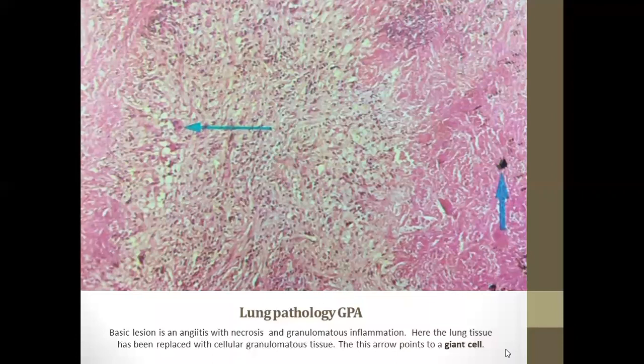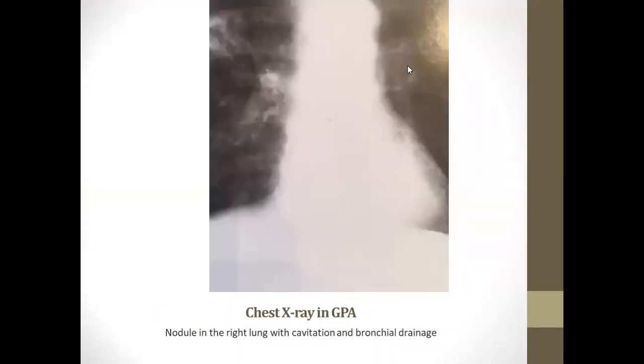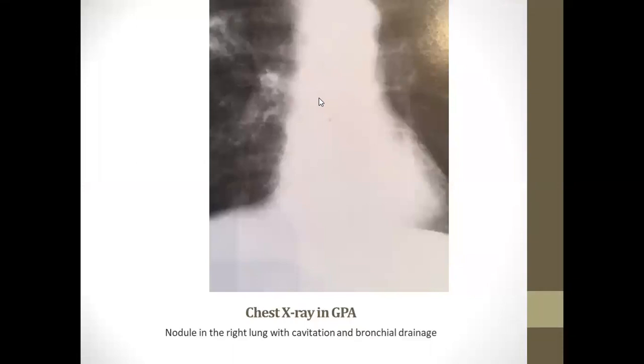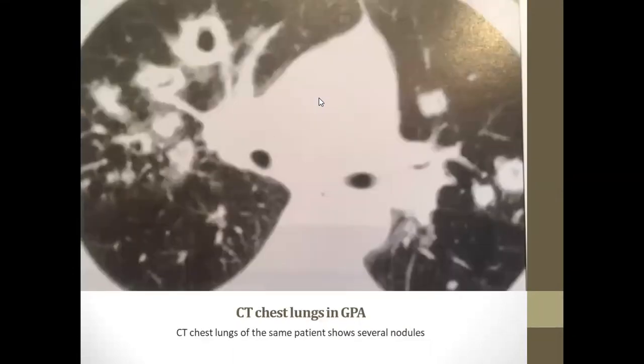This is pathology looking at a granuloma with necrosis. The smaller area there is looking at a giant cell. So this would be typical lung pathology for GPA. Here is a chest X-ray, which you can get a feeling for the lung nodule with cavitation and drainage. And then this next is a CT. These aren't the best pictures, but this CT chest is of the same patient, which on chest X-ray, you don't really appreciate all that's going on, but CT chest obviously identifies a whole lot more with multiple nodules.